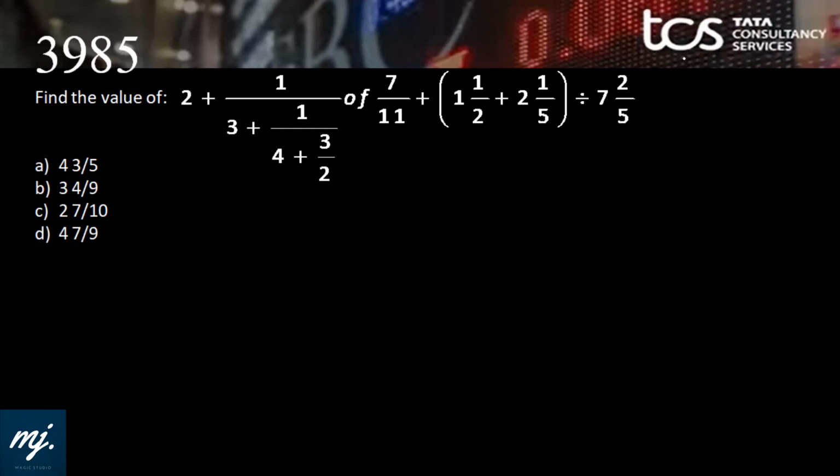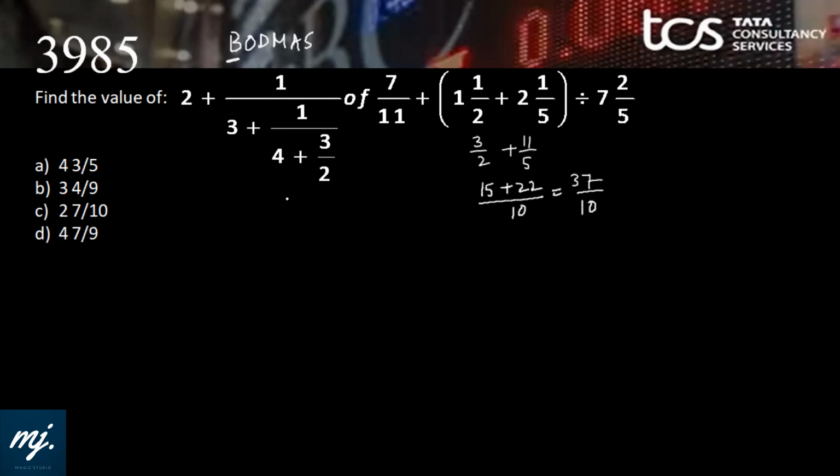So a question from fractions and simplification to start with. When these kinds of simplification questions are given, we follow the simple rule of BODMAS. Brackets first. Let me solve this bracket. This is 1.5, that is 3 by 2, plus 2 1 by 5th is 11 by 5. 3 into 5, 15, plus 2 into 11, 22, by 10. So this will be 37 by 10.